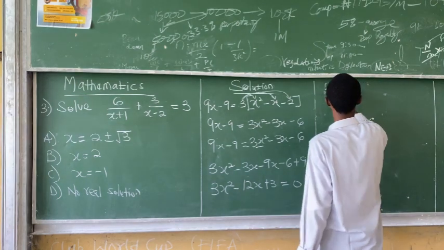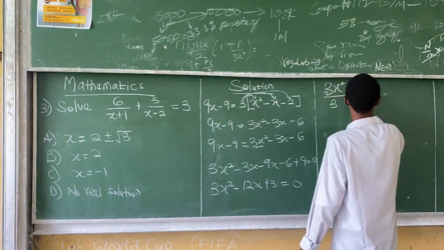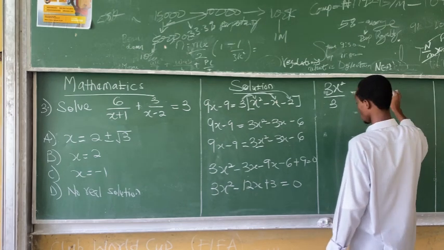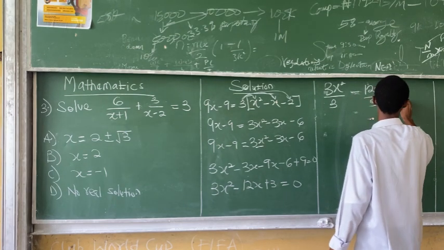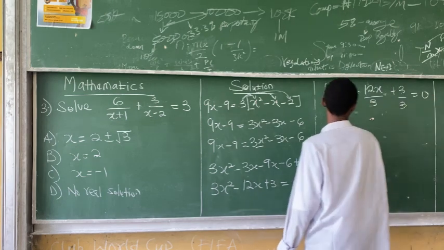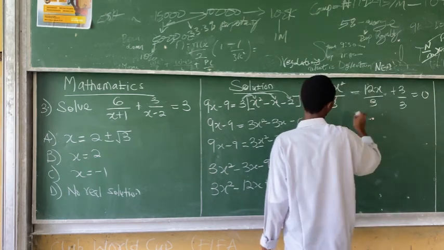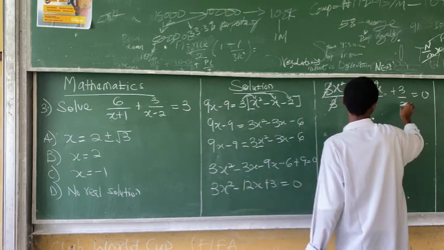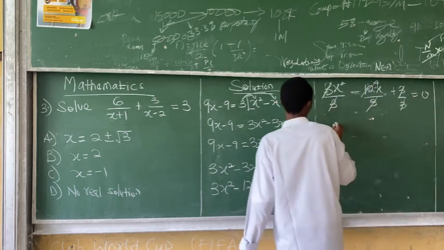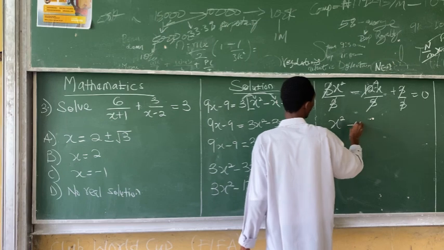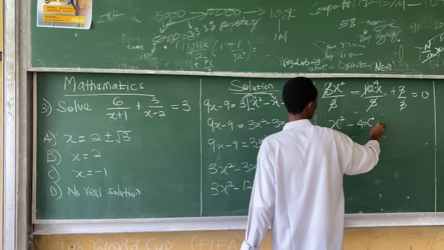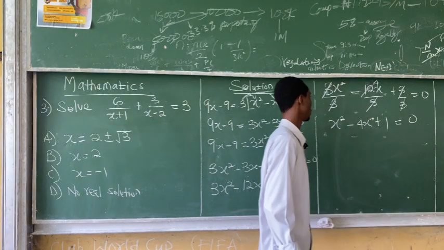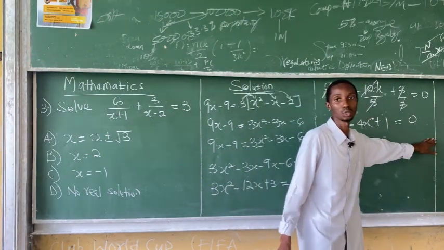3x squared divided by 3 minus 12x divided by 3 plus 3 divided by 3 is equal to 0. 3 will take away 3. 3 into this we have what? 4. 3 will take away 3. We are left with x squared minus 4x plus 1 is equal to 0. This is a quadratic equation.